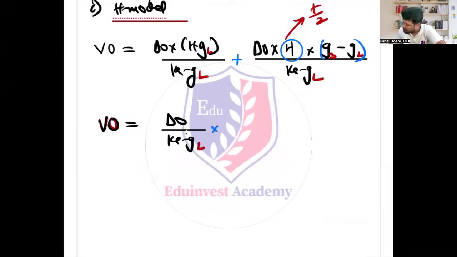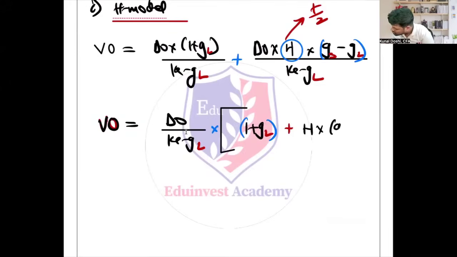Multiplied with what will be left here? 1 plus growth rate in the first part. Correct? What about the second part? Plus. What is going to be left in the second part? It will be H into the difference between your short-term and long-term growth rate, because D0 and KE minus GL is common. This way you can compress the formula also. Everyone with me, right? You can use either of them, doesn't matter.